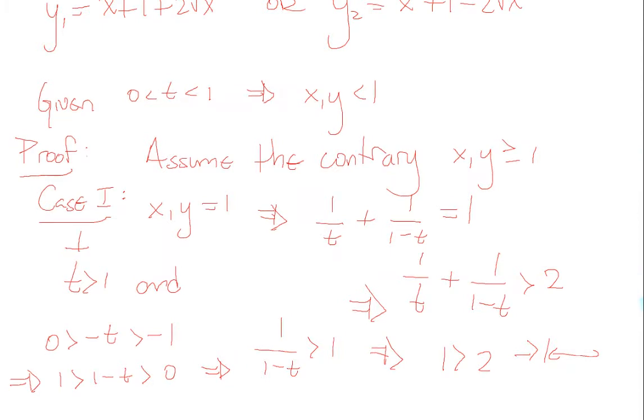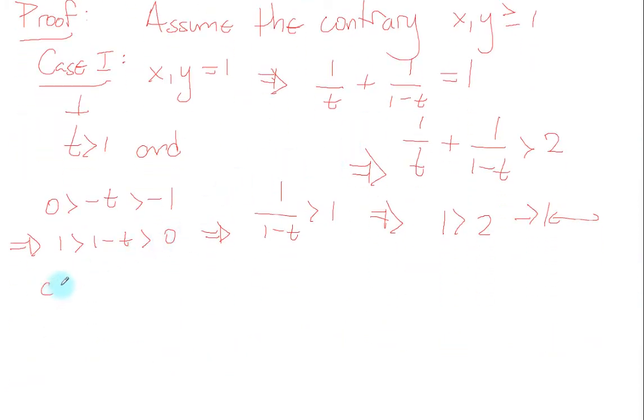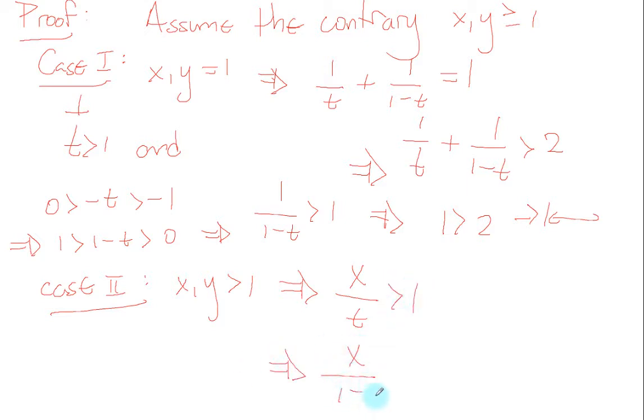Now, case 2 will be what? That x and y are greater than 1. By the same reasoning, we have that if we multiply x and y greater than 1 to t and 1 over t and 1 over 1 minus t greater than 1, this implies that x over t is greater than 1 and x over 1 minus t is greater than 1, right? Because it's 1 times 1, 1 times 1. Sorry about that. It's y over 1 minus t greater than 1.